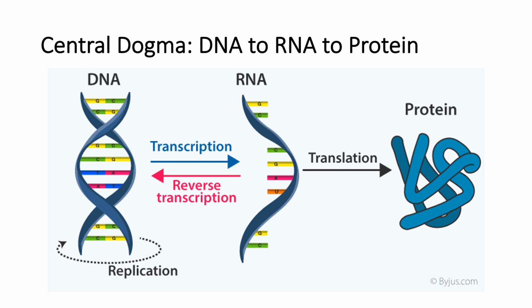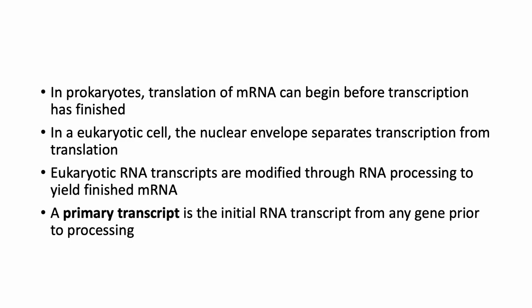Transcription is the synthesis of RNA under the direction of DNA. Transcription produces messenger RNA or mRNA. Meanwhile, translation is the synthesis of a polypeptide using the information in the mRNA. Translation happens within the ribosomes. In prokaryotes that are devoid of the nucleus, translation of mRNA can begin before transcription has finished. However, in a eukaryotic cell, the nuclear envelope separates transcription from translation.